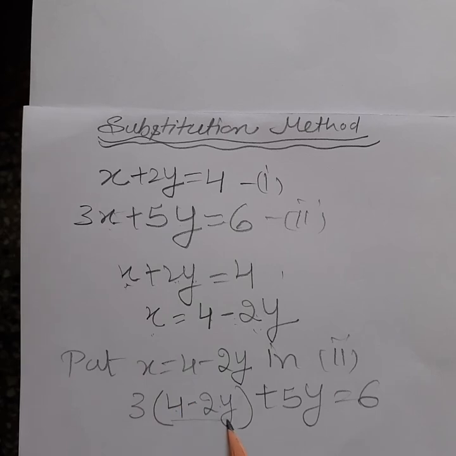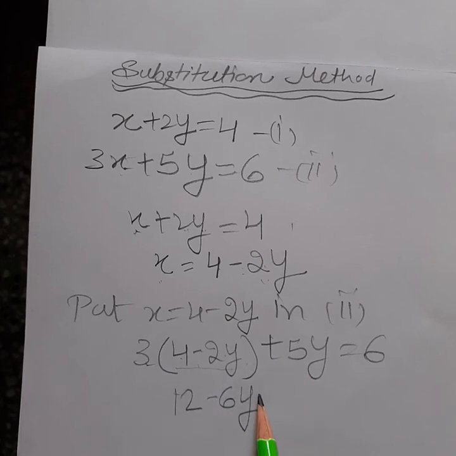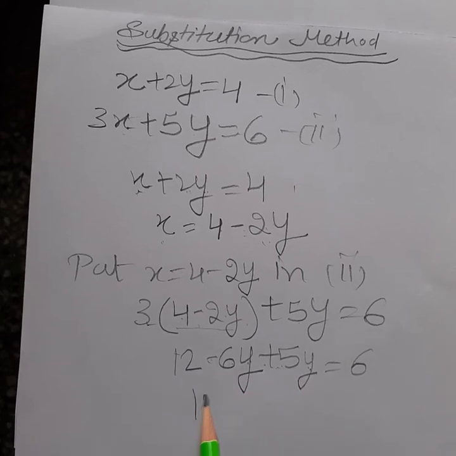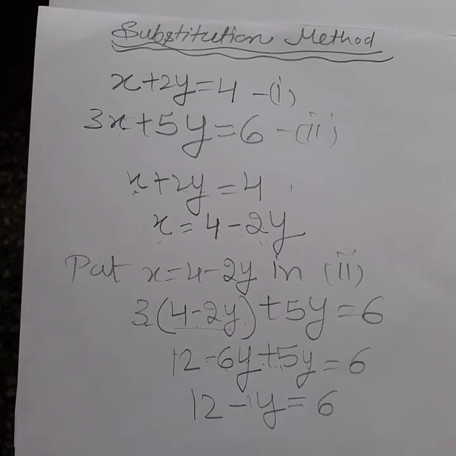In the place of x you put the value directly, and after that you have to multiply within the braces by 3. 3 4s are 12 and 3 2s are 6, and here you have the term 5y. So we get 12 minus 6y plus 5y is equal to 6. Now 6y has a minus sign and 5y has a plus sign, so minus 6y plus 5y gives minus y. And you have 6 on your right hand side.